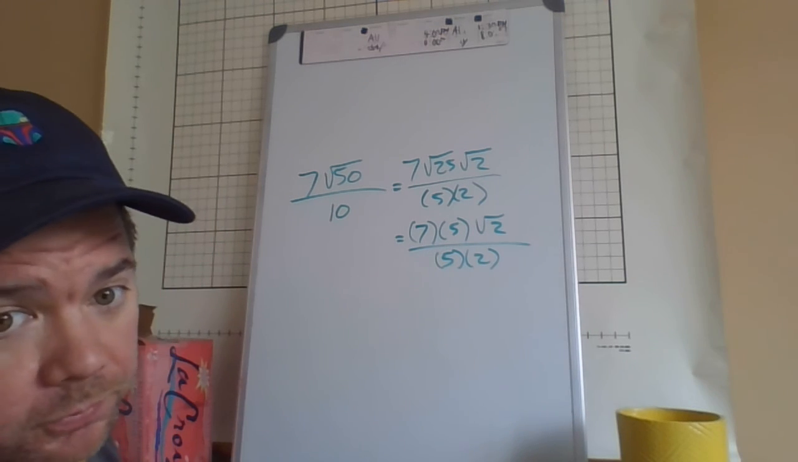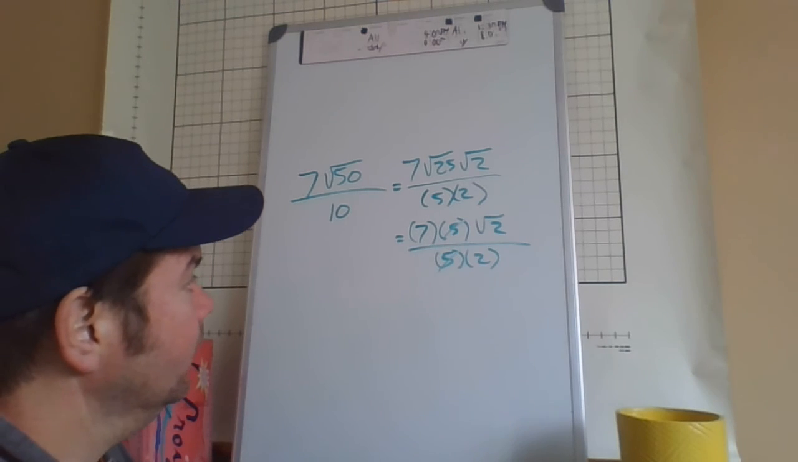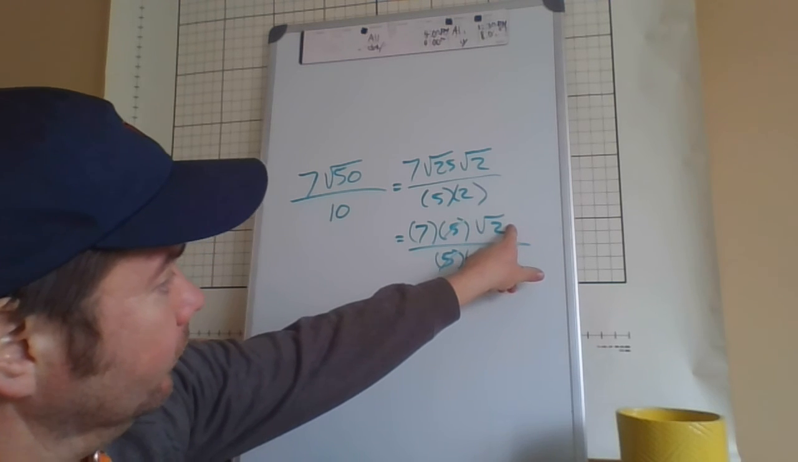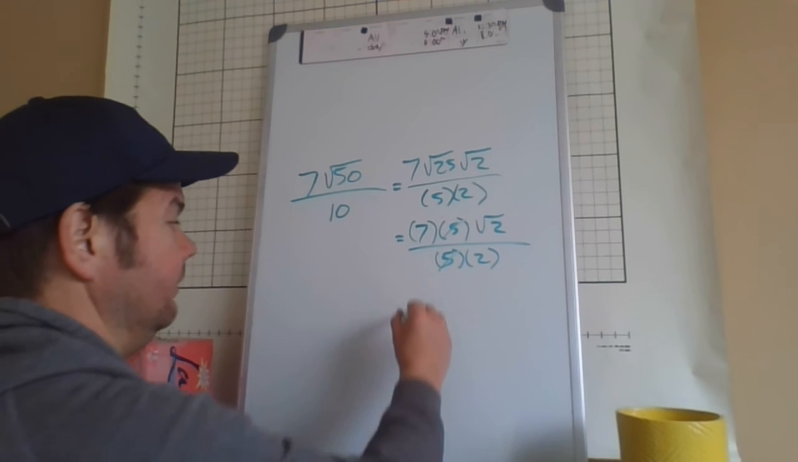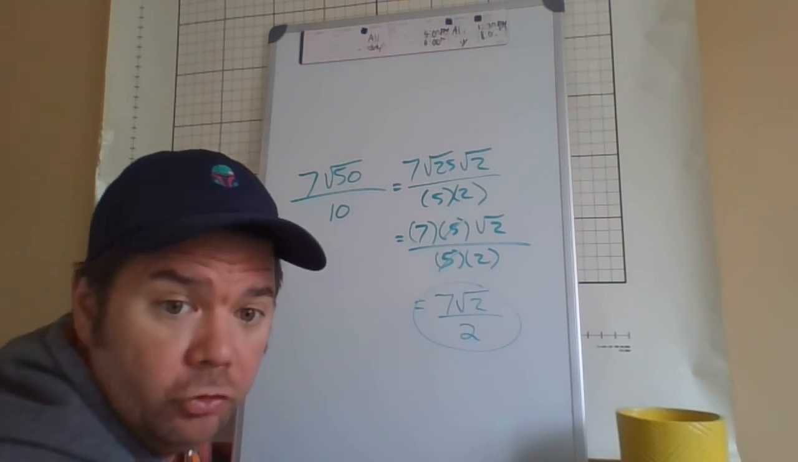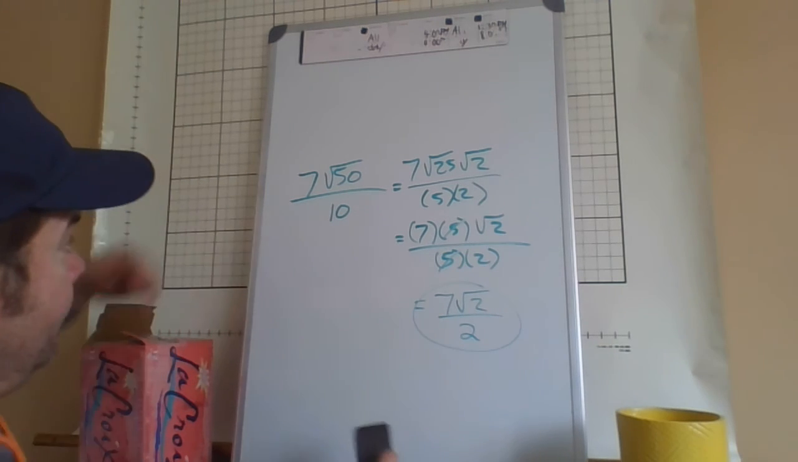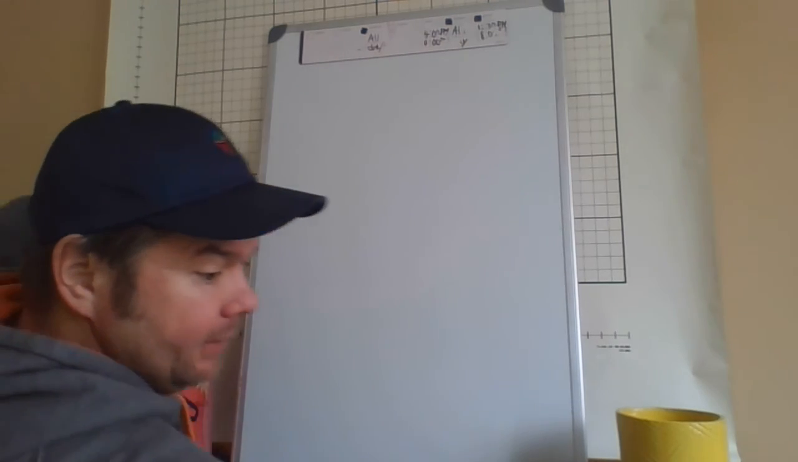And now you can see that what's going to cancel here are those 5s. Be careful here, don't be tempted. This is the square root of 2 and this is just 2. Those do not cancel. So my final simplified result is 7 times the square root of 2 over 2. All right, one more to go. It works exactly the same way as the one I just did.